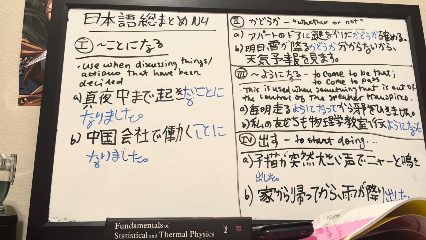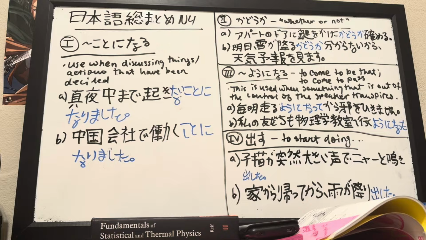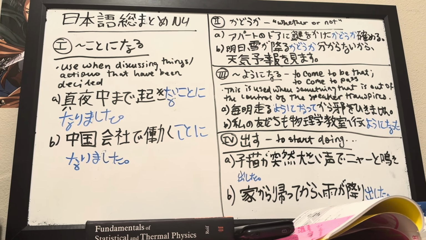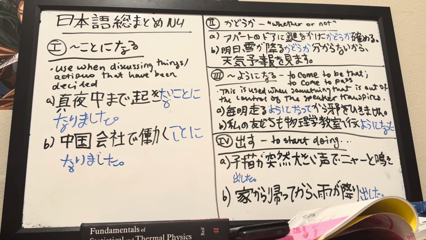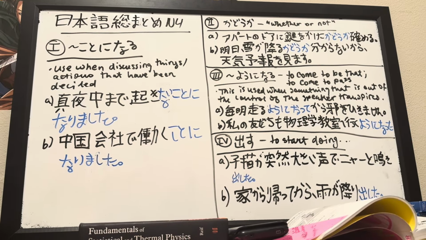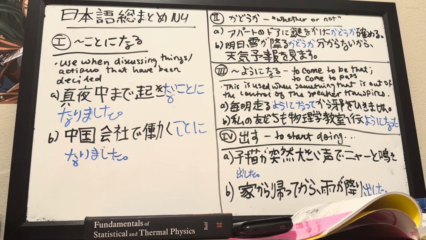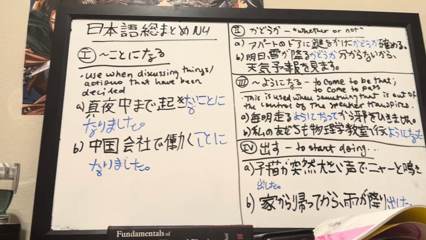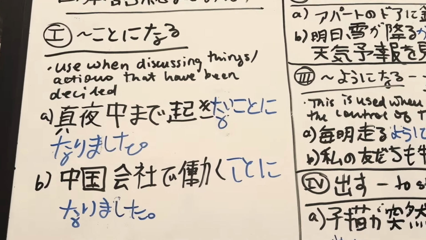But besides the point, we're going to be covering 4 grammar topics today. The first of which is koto ni naru, the second of which is ka dou ka, the third of which is you ni naru, and lastly we will cover dasu. Now for the first one, koto ni naru.